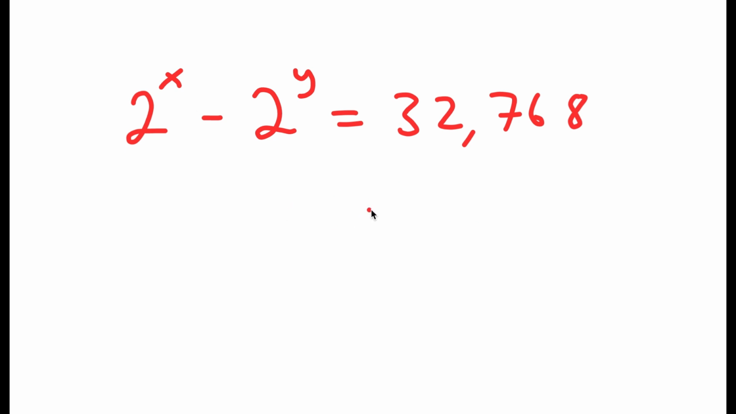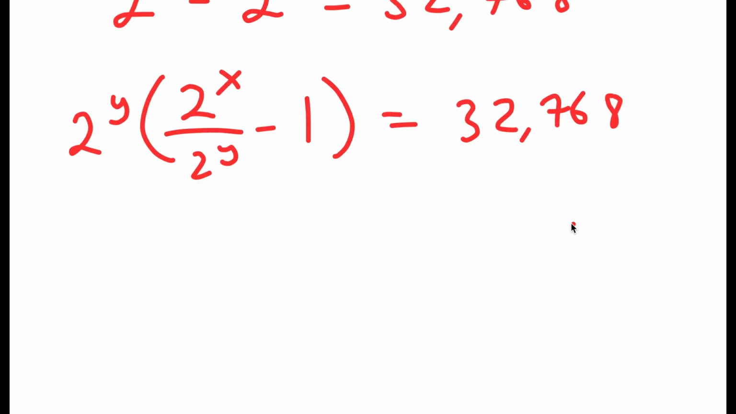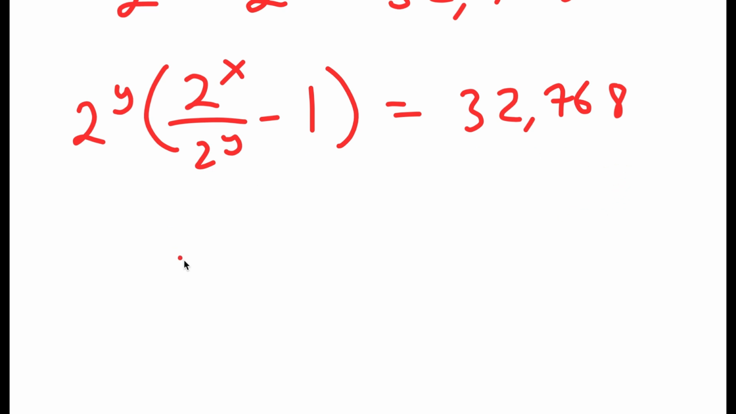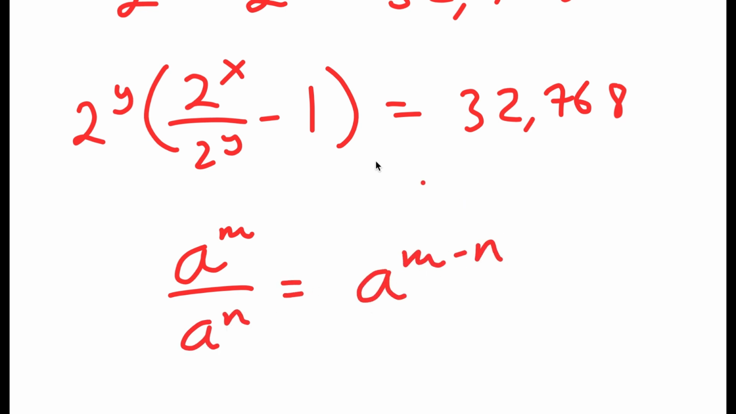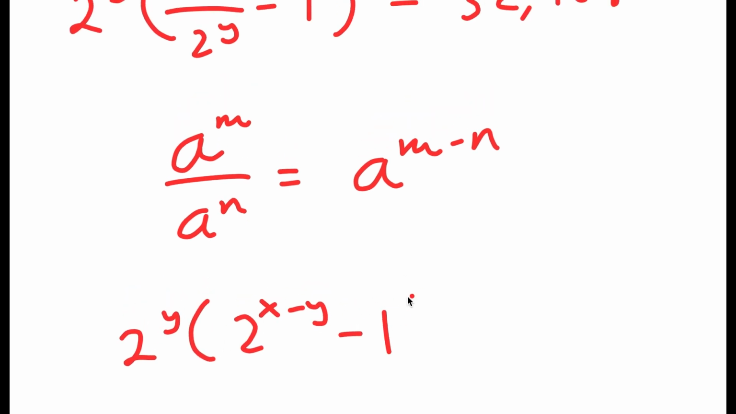Now from my left-hand side, I'm going to rewrite it as 2 to the power of y times (2 to the power of x over 2 to the power of y, minus 1). Notice if you distribute 2 to the power of y, we get what we have over here. And if I have something in the form a to the power of m over a to the power of n, this is equal to a to the power of m minus n. So 2 to the power of x over 2 to the power of y turns into 2 to the power of x minus y. Now I have this minus 1 is equal to 32,768.